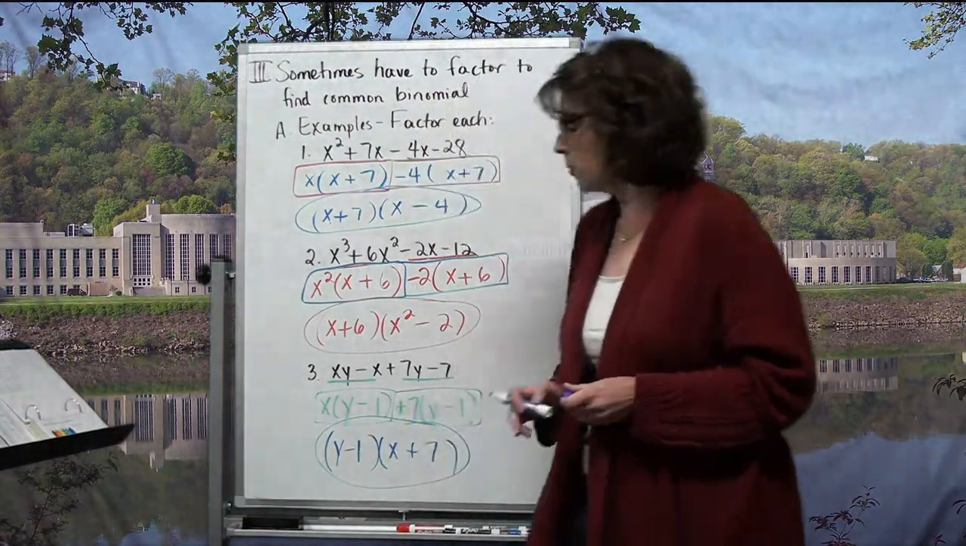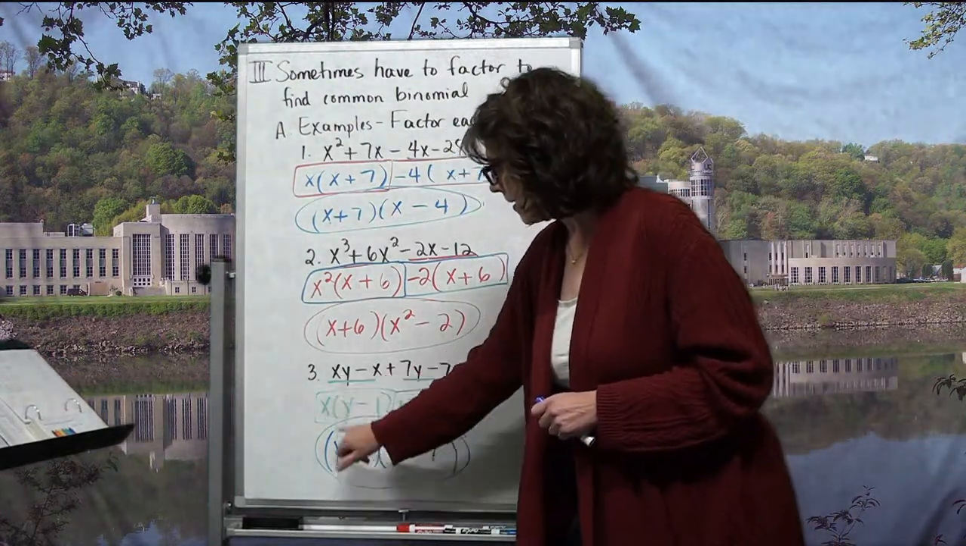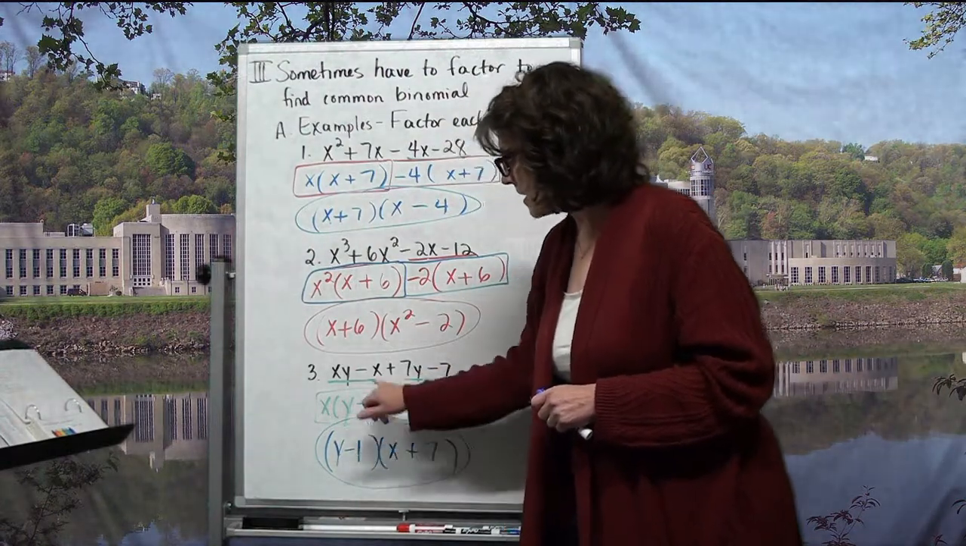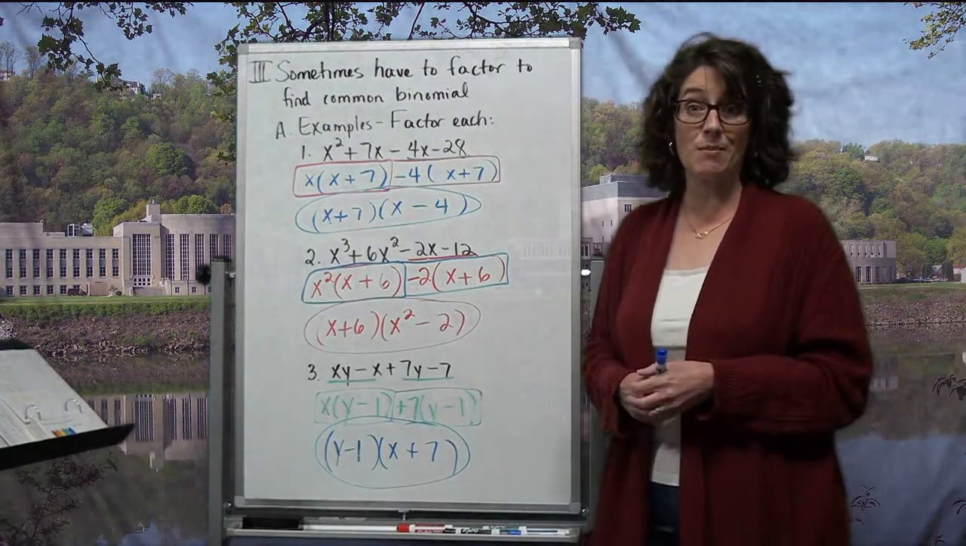There's my factored form. And if I FOIL it, y times x is xy. Y times 7 is a 7y. Negative 1 times x is a negative x, and negative 1 times 7 is a negative 7. It does, in fact, get me back to the beginning.